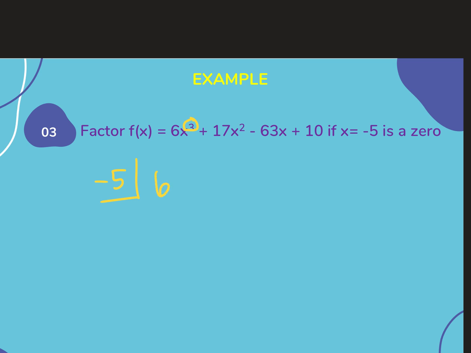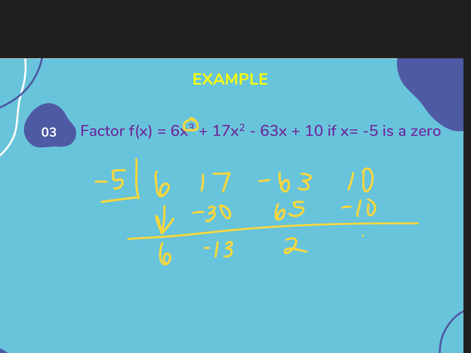And then I have 6, 17, -63, and 10. Bring down that first term and multiply to the corner. 6 times -5 is -30. What's 17 and -30? -13, good. What's -13 and -5? 65. What's -63 and 65? 2. What's 2 times -5? -10. And -10 and +10 is 0.